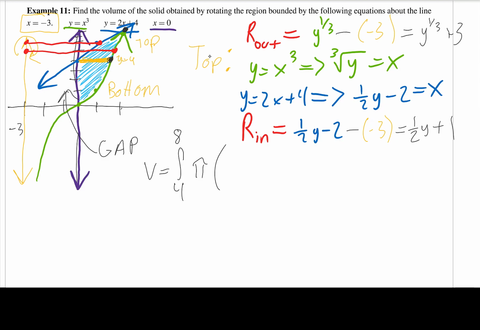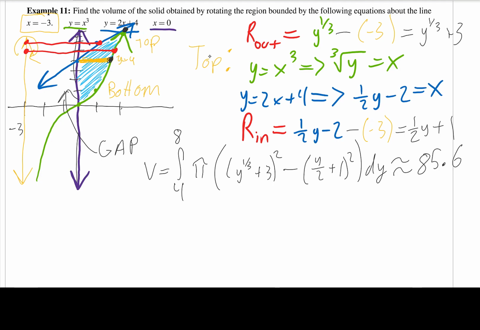So this is going to be pi times the outer radius squared. So we have y to the 1/3 plus 3 squared minus inner radius squared. So this is y over 2 plus 1 squared dy. And when you calculate this volume, you should get approximately 85.6.